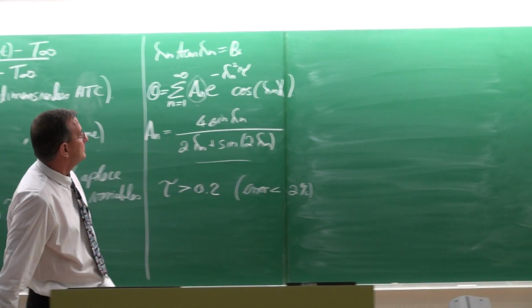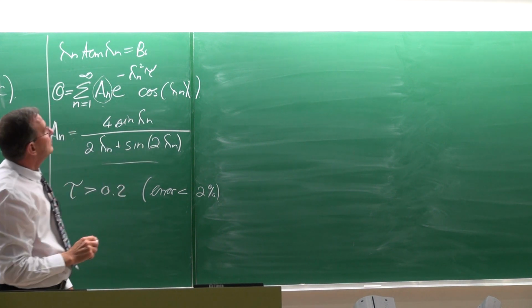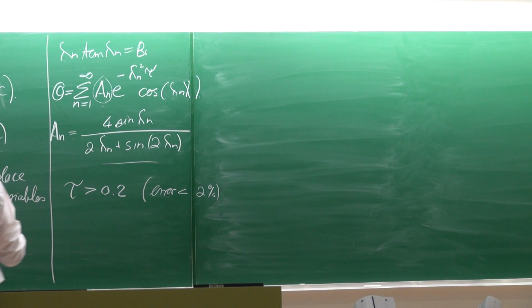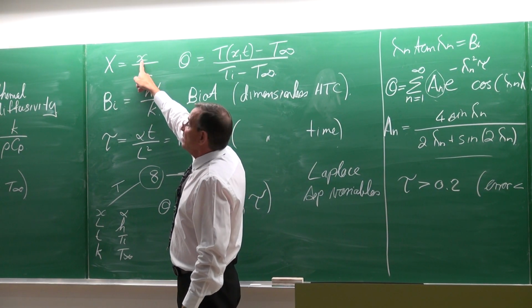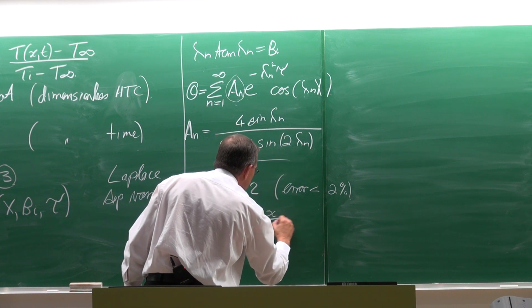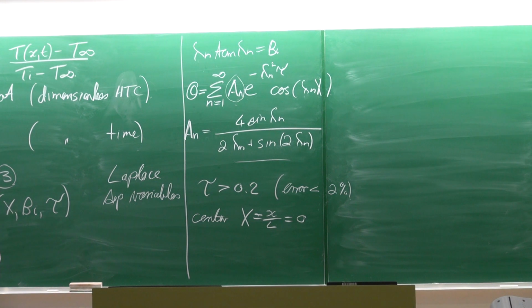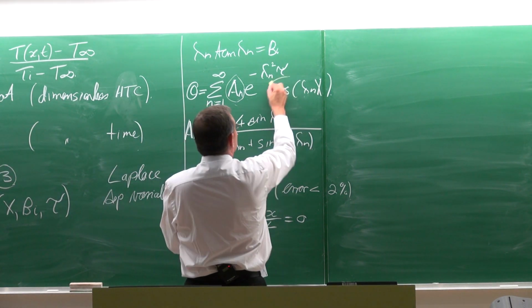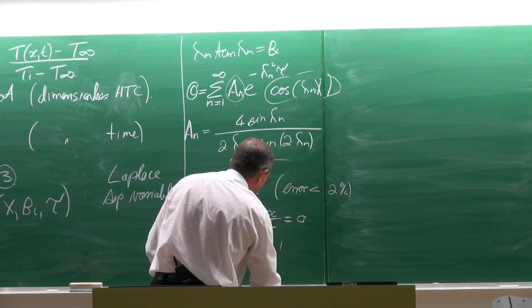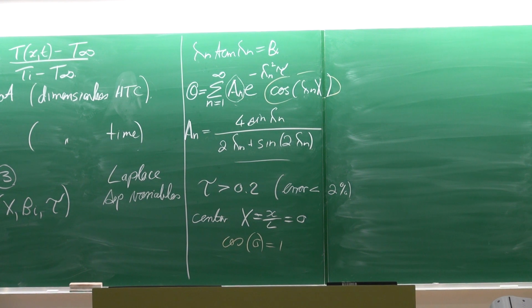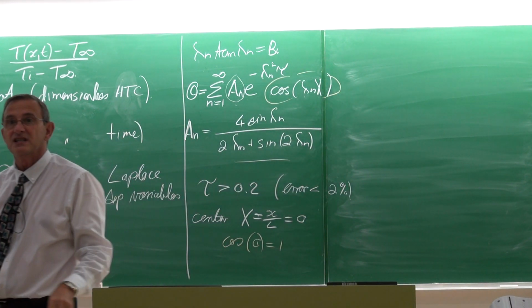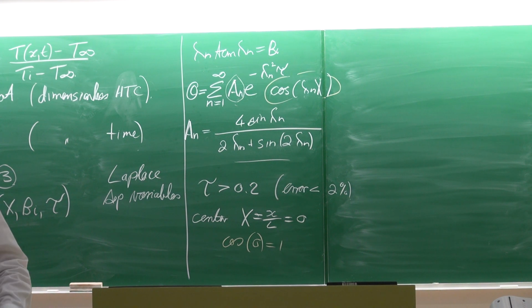If we look at this solution, for lambda, it is lambda n times X, and X is equal to x divided by L. So in the center, X, which is equal to x divided by L, is equal to 0. Do you agree? Okay. And that term, the cos, would be the cos of 0, and that would be equal to 1. Therefore, if we are interested in the solution at the center, that part of the equation would disappear. It makes it easier for us in terms of the calculations that we need to do.